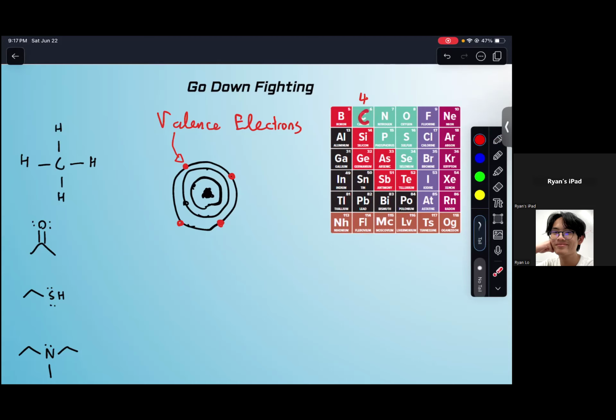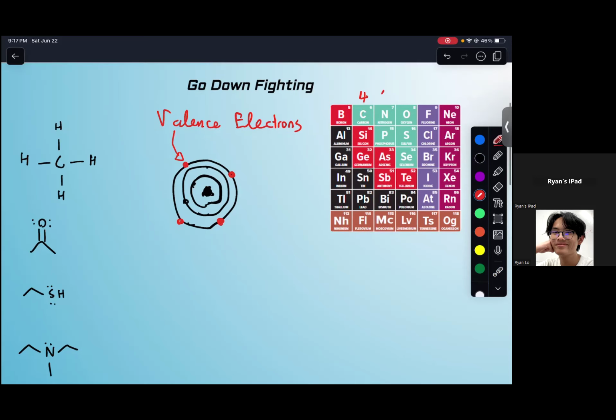So carbon will have 4, silicon will also have 4, germanium will also have 4, so on and so forth. And equally easier for everyone to remember, right? Nitrogen has 5 valence electrons, oxygen has 6 valence electrons, fluorine has 7. 4, 5, 6, 7. All of us hopefully know how to count, and that should be easy for us.